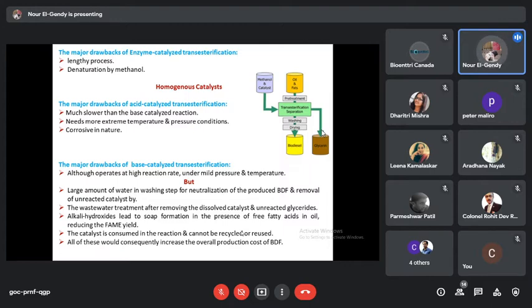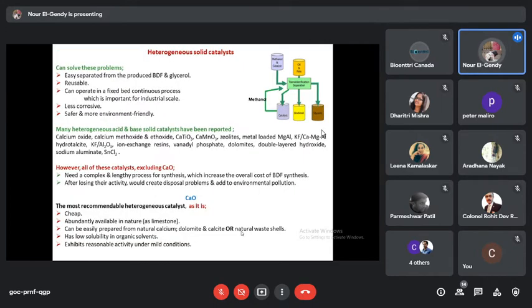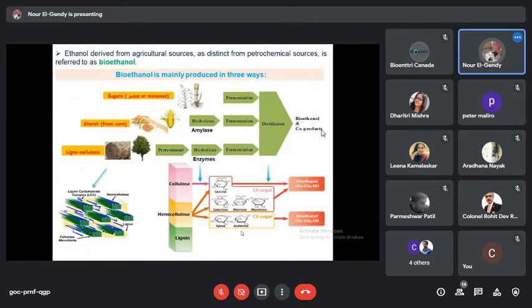So with the problem of water scarcity, we should overcome this problem by applying heterogeneous solid catalyst. Heterogeneous solid catalyst solves most of the problems of homogeneous catalyst. It can be used several times, but it is still expensive. We overcome this problem by preparing catalyst from waste biomass to be applied in the process of biodiesel production, for example, calcium oxide from different naturally occurring sources.